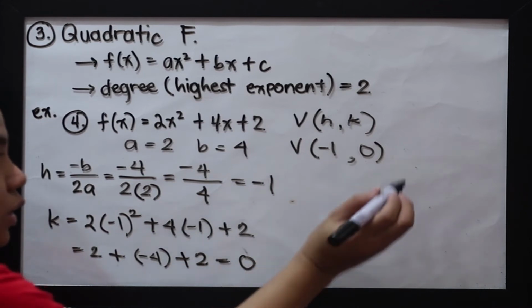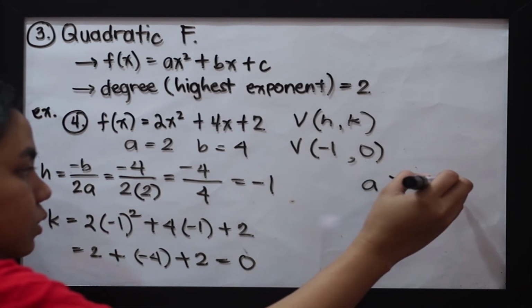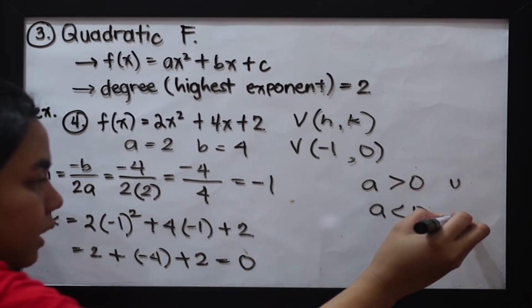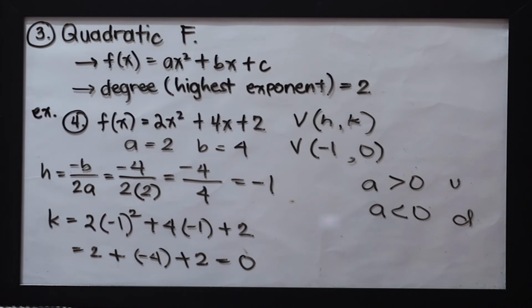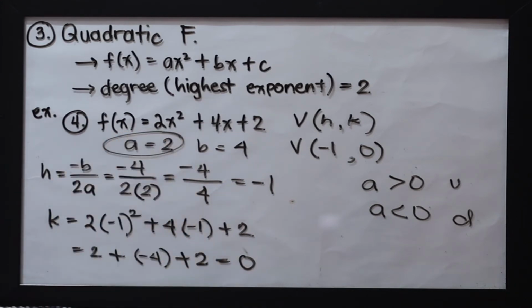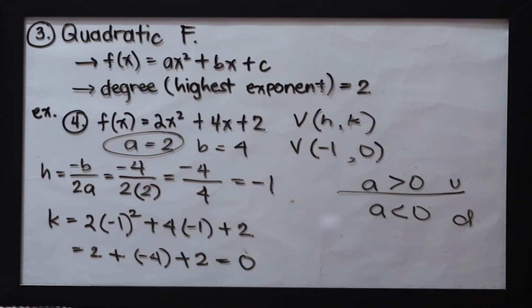Next, we identify the opening of the parabola. If a is greater than 0, the opening is upward. And then if a is less than 0, the opening is downward. So you check the value of a. The value of a in this given function is positive 2. So it is greater than 0. So automatically, the opening of the parabola is upward.